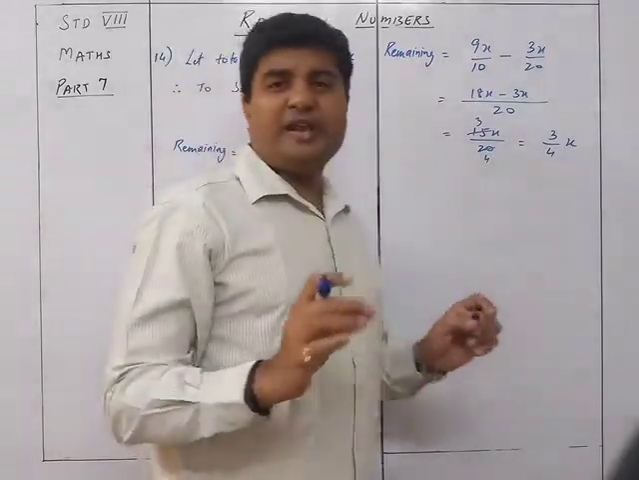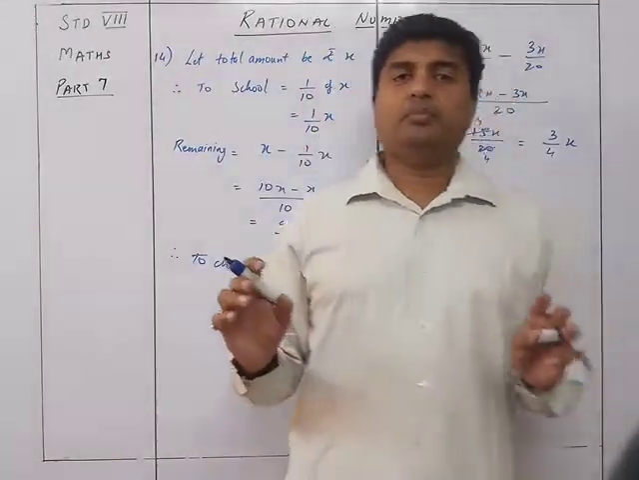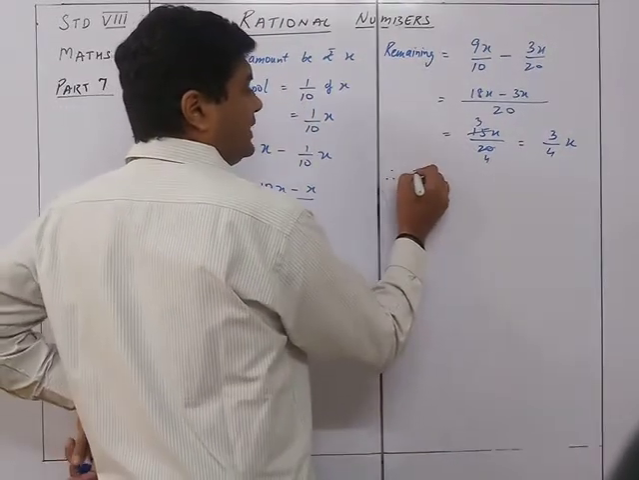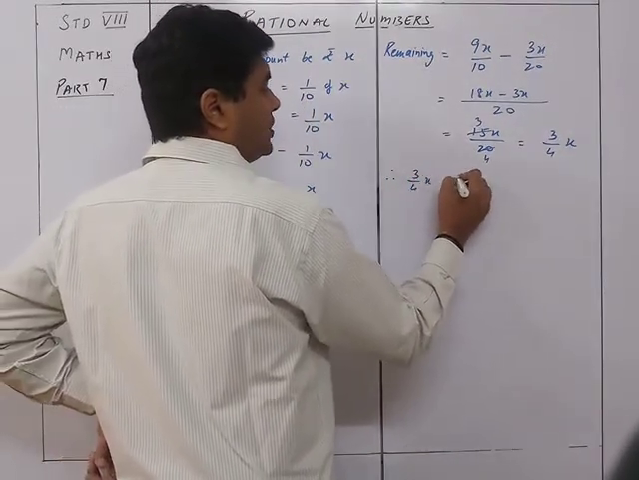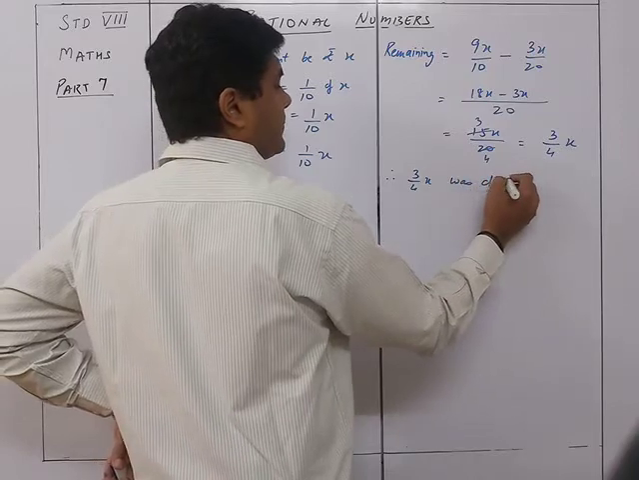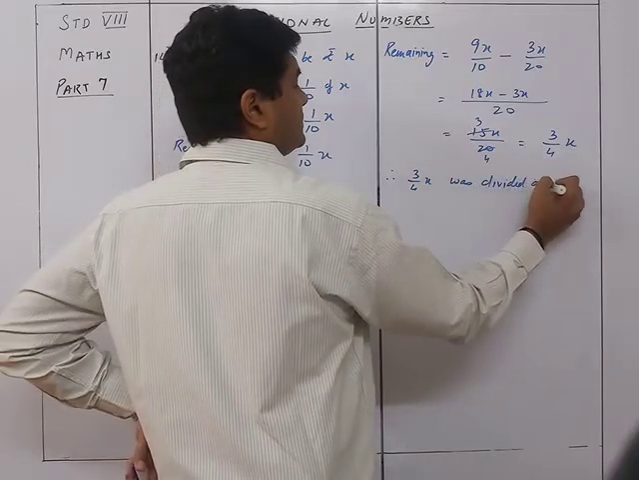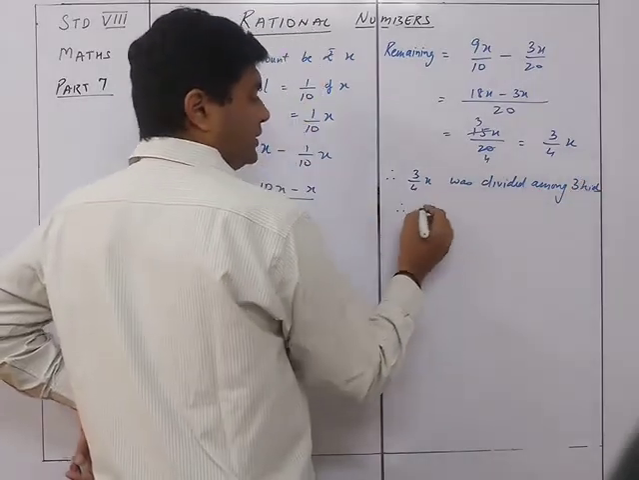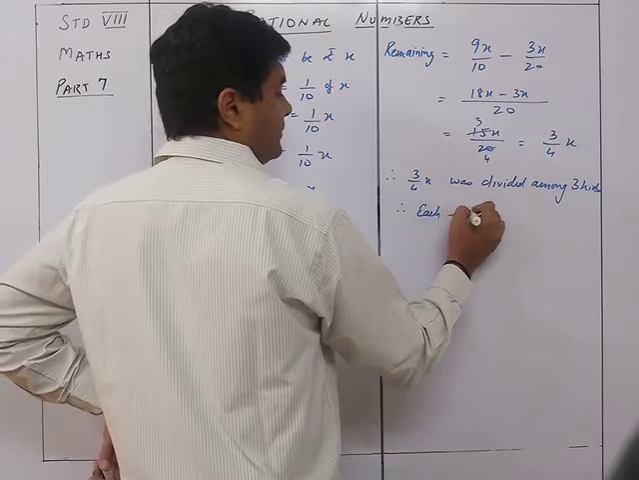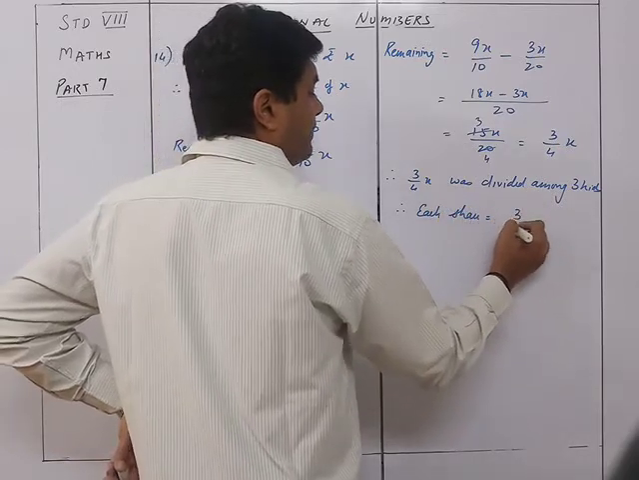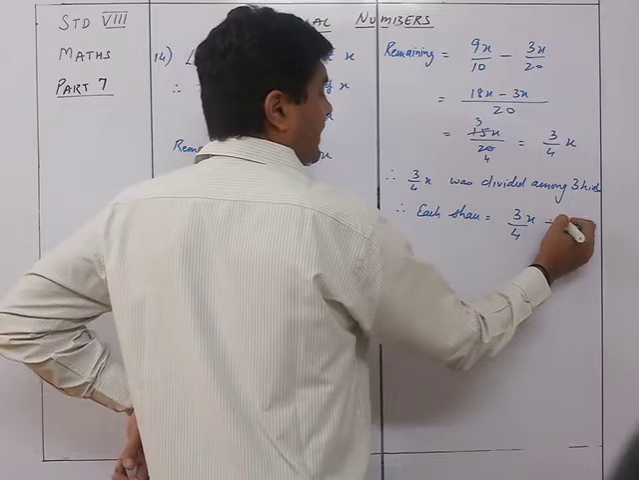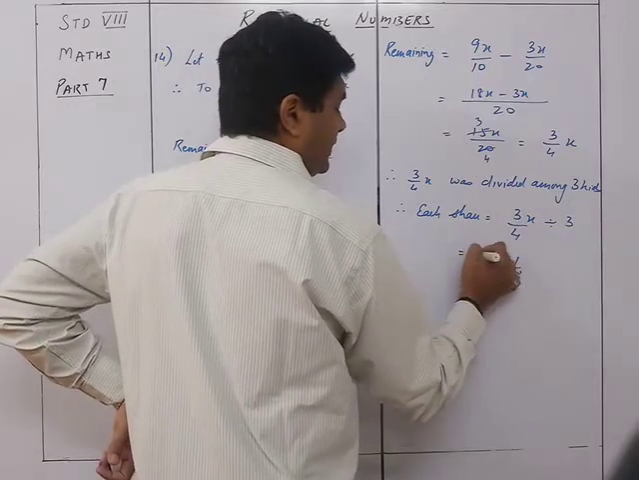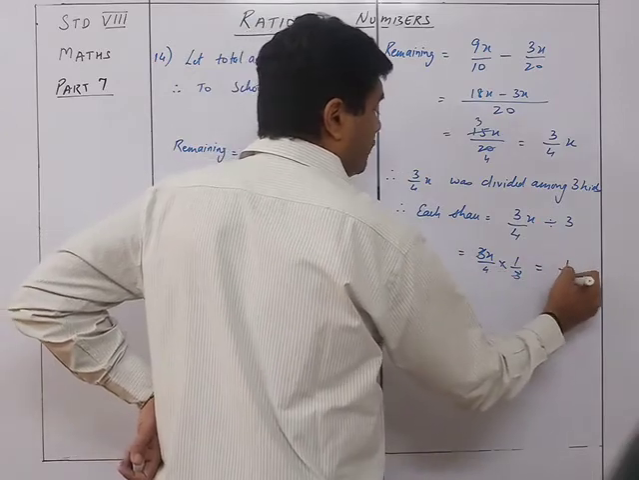So the total amount of 3 upon 4x was divided by him among his 3 children. So therefore 3 upon 4x was divided among 3 kids. Therefore, each share is equal to 3 upon 4x divided by 3, which is equal to 3x upon 4 into 1 upon 3, which is equal to 1 upon 4x.